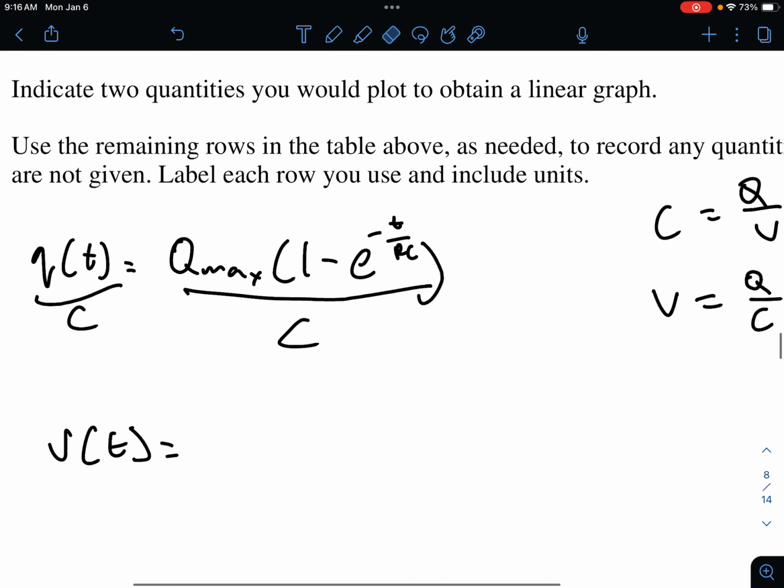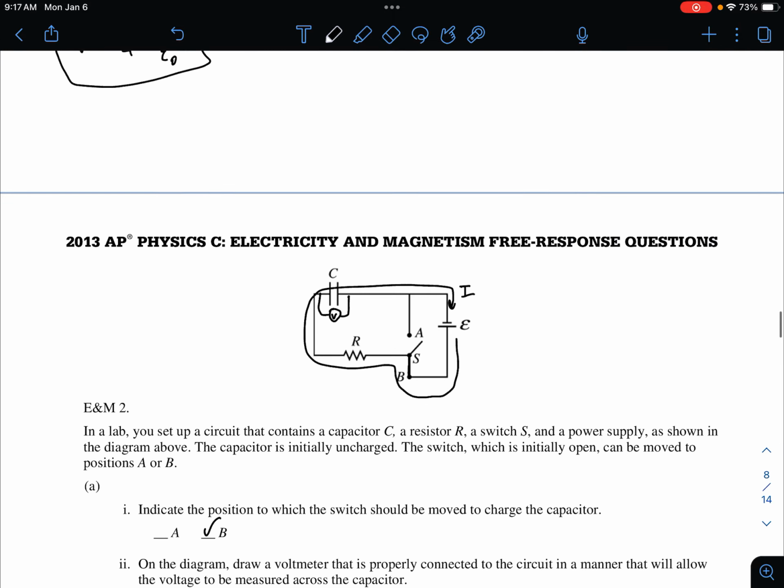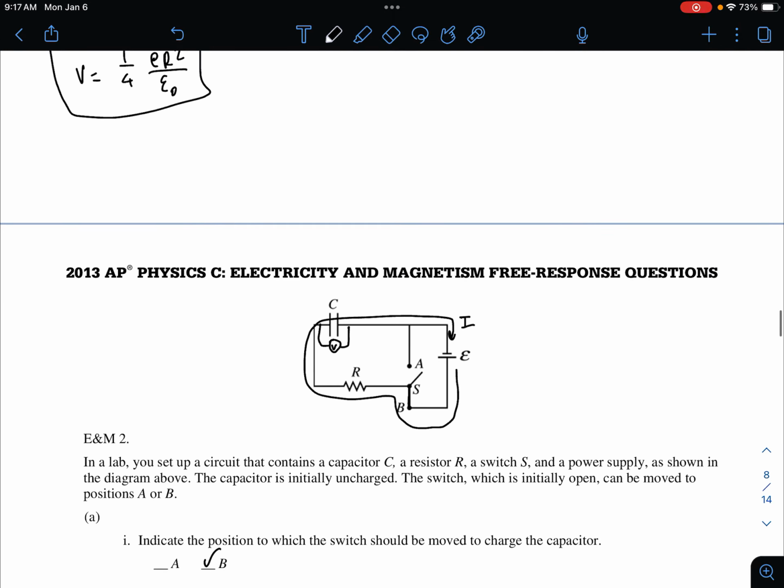Oh, this is completely wrong. I'm so sorry, I just realized this. It's a decay. Just void the 1 minus. It's Q max times e to the negative t over RC. That's for discharging, you're losing charge, so you get that decay function. V as a function of t will be Q over C times the same e to the negative t over RC. I just divide Q max by C, which will just equal the EMF, or the initial voltage. Yes, that would be the voltage of the battery.